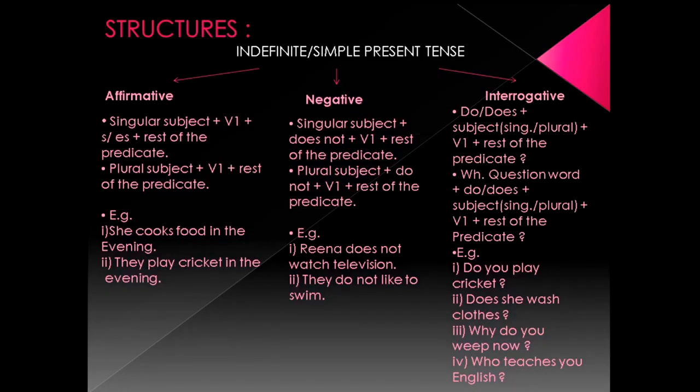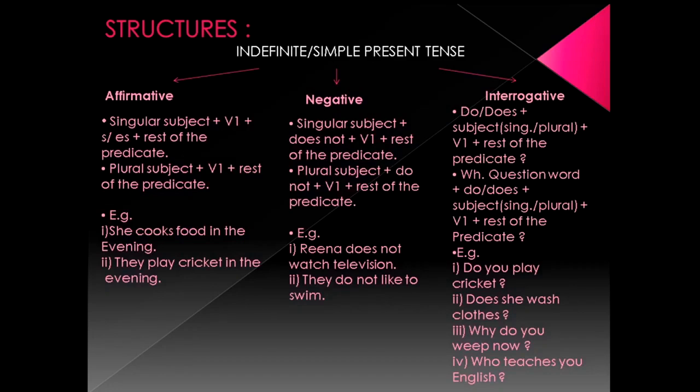Now with plural subject, we will go with plural subject which will take the verb do, then not plus the first form of the verb and the rest of the predicate. They do not like to swim. The subject here is plural, they. Then do. I told you do will be used here because the verb must agree with its subject. Then not is there, and then the first form of the verb, that is like, and the rest of the predicate, to swim.